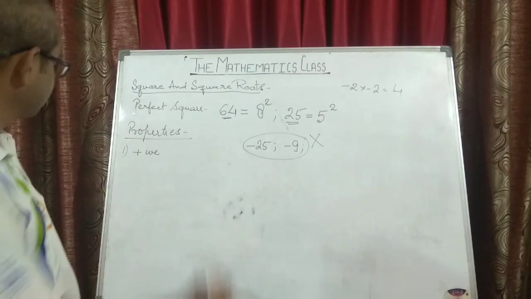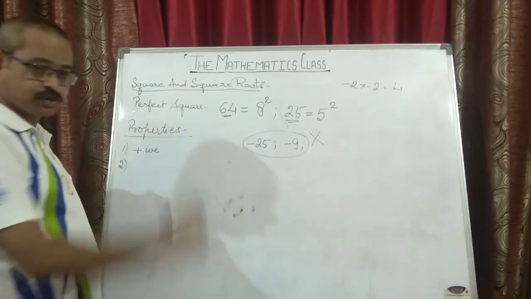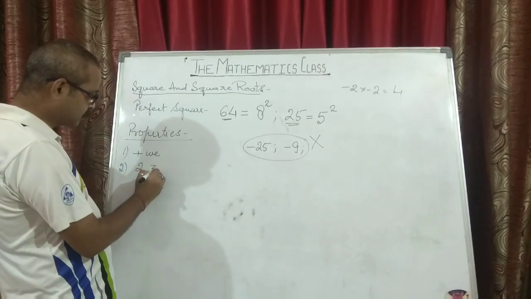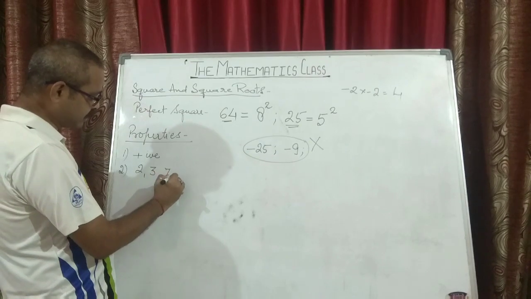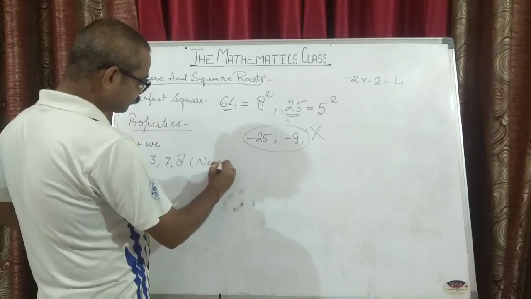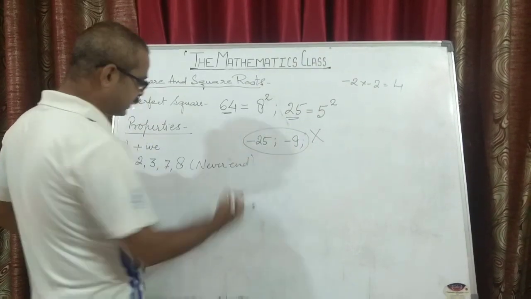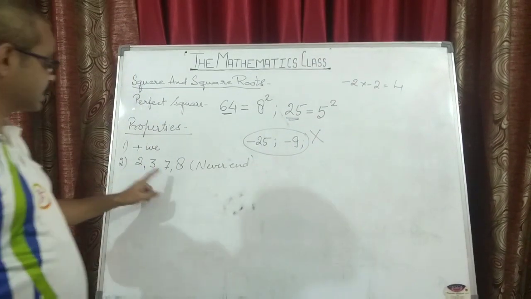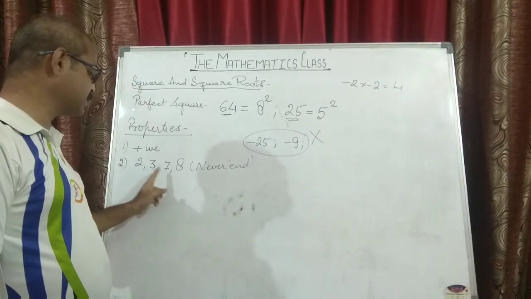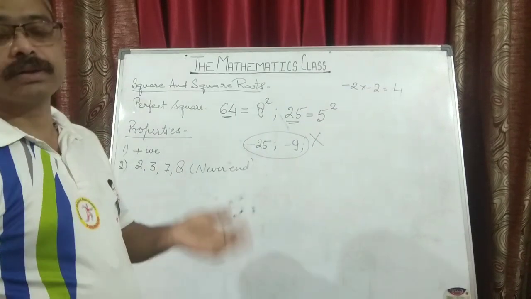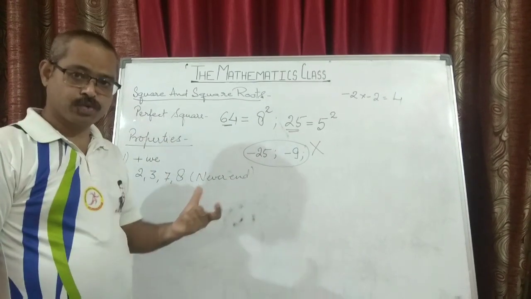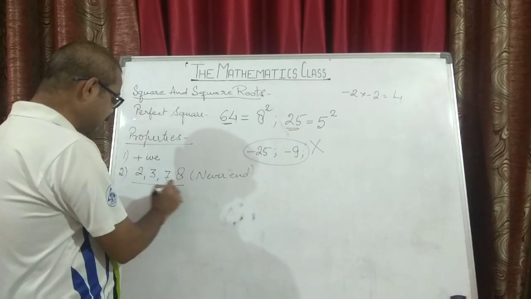Second property, a perfect square number will never end in 2, 3, 7 and 8. Why will they never end in 2, 3, 7, 8? Because 2, 3, 7 and 8 are not the square of any natural number. So a perfect square will never end in these digits.